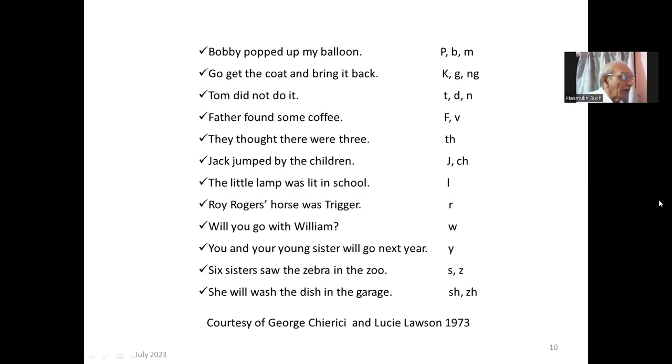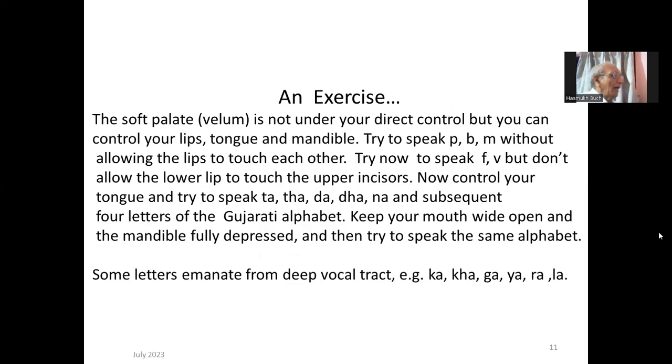And going beyond this, an exercise. The soft palate. Now I have corrected the spelling.